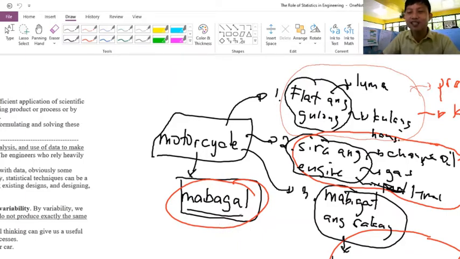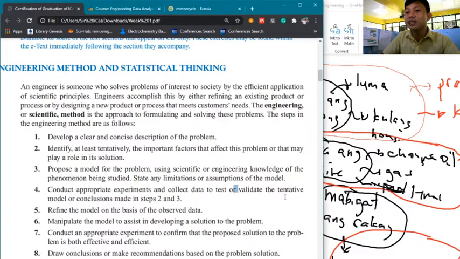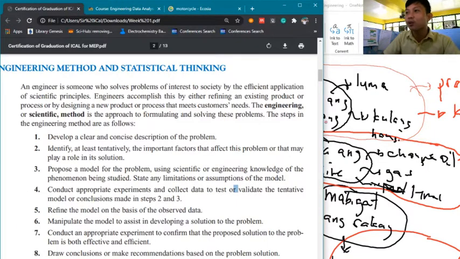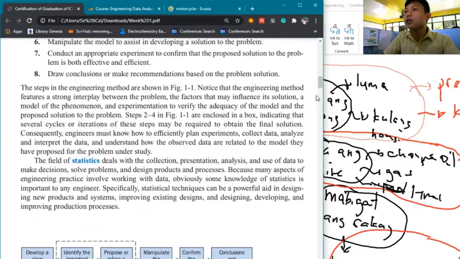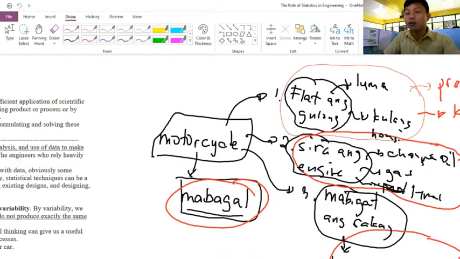Naging mas mabilis na siya. So yun yung sinasabi sa number 8. So yun yung conclusions mo. So these are the steps in engineering method. So this is how we, as engineers, try to find, okay.